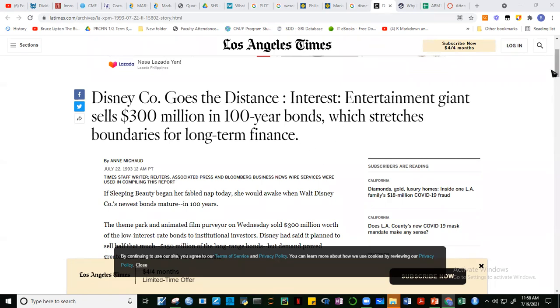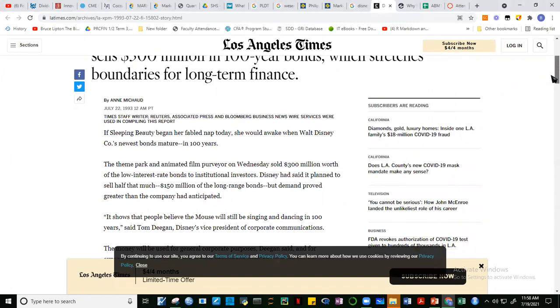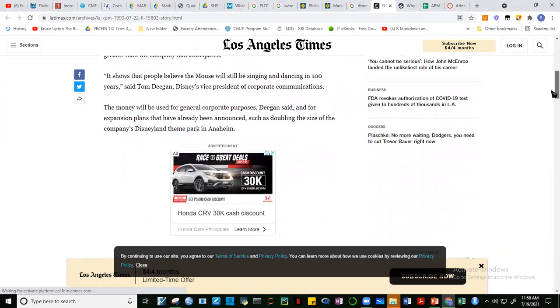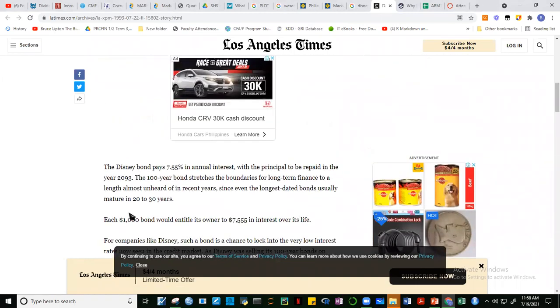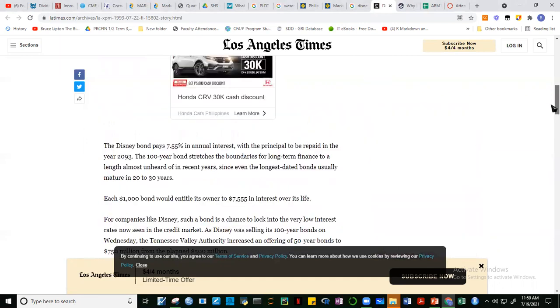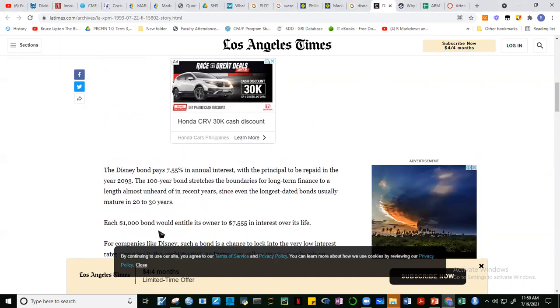Okay? Imagine. Tapos ang interest yata, 7% yata ito. Okay, and then there are reasons why people pay 7.55% in annual interest, with the principal to be repaid in year 2093. Okay, very interesting. Although may provision din yan guys na pwedeng ang tawag dito, callable bond. Okay, sulat ko lang yun ha.